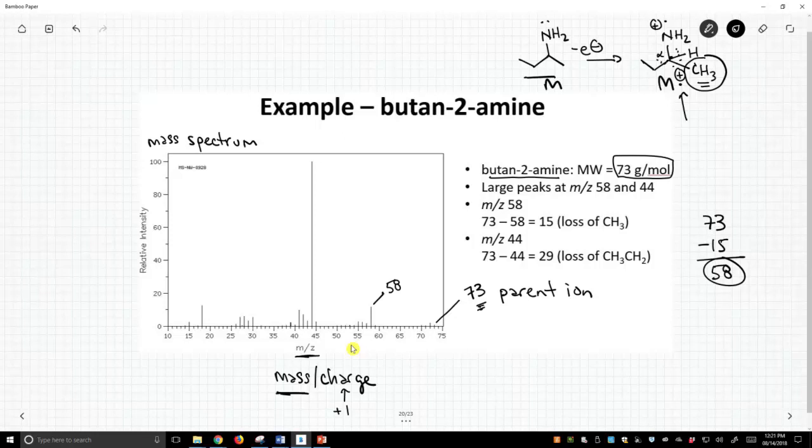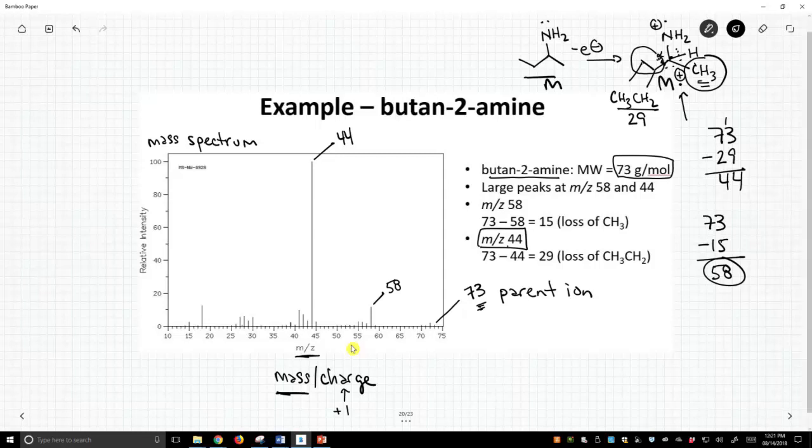73, our parent ion, could also have this bond broken. This is now 2 carbons. It's an ethyl group. What does an ethyl group weigh? Well, an ethyl group is a CH2 and a CH3. What's the mass of a CH3-CH2 group? That has a mass of 29. So 73, take away 29, what is that, 44. 44 has a mass, oh, it's written right here, m/z of 44, and we do see, in fact, that's our biggest peak in the whole thing, is 44. So yeah, we do see signs of these types of fragmentations.